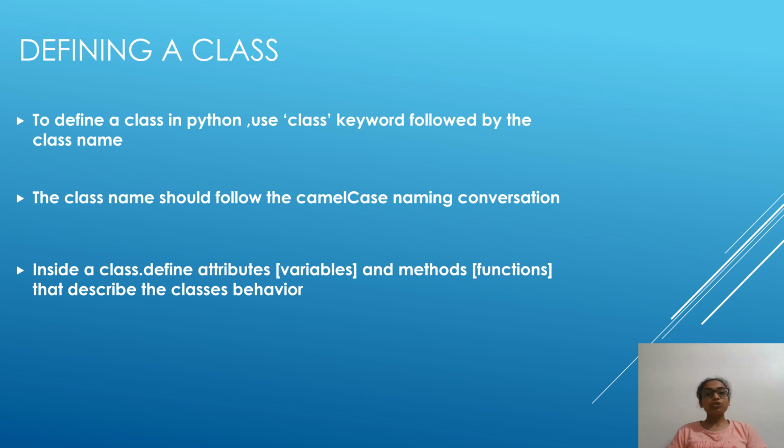Now let's learn how to define a class in Python. To define a class in Python, use the class keyword followed by the class name. The class name should follow the CamelCase naming convention. Inside a class, define attributes, that is variables, and methods, that is functions, that describe the class's behavior.